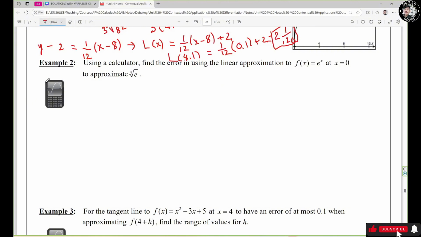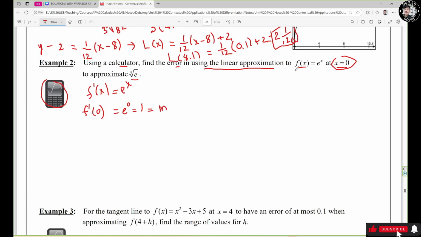Now let's move on to example number 2. This one is calculator active. Using a calculator, find the error in using the linear approximation to f of x equals e to the x at x equals 0 to approximate the fourth root of e. Now again, we need to calculate the first derivative. So f prime of x is e to the x. So f prime of 0, where x equals 0 right here, equals e to the 0, which is 1. So this is actually the slope.